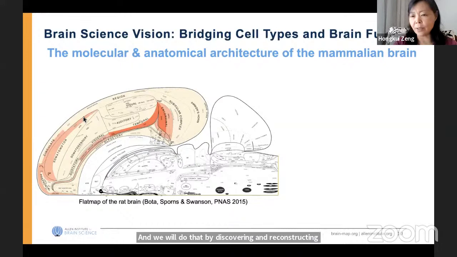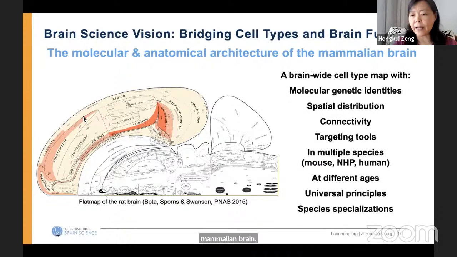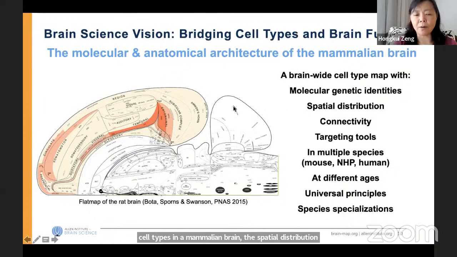And what this entails would be a brain-wide cell type map that encompasses the following areas. It will have the molecular genetic identities of all the different cell types in the mammalian brain, the spatial distribution of those cell types across different brain regions and the neural systems, the connectivity among those cell types across the brain as well, and generating genetic tools targeting as many of those cell types as possible. We would like to carry out this kind of systematic studies across multiple mammalian species, including the mouse, the non-human primate, and the human brain itself.